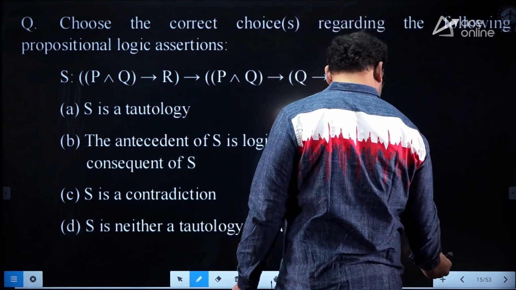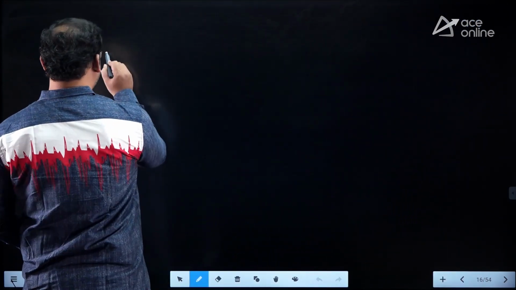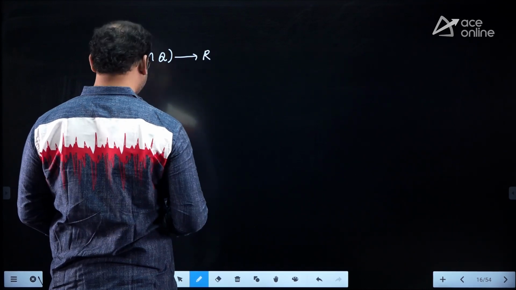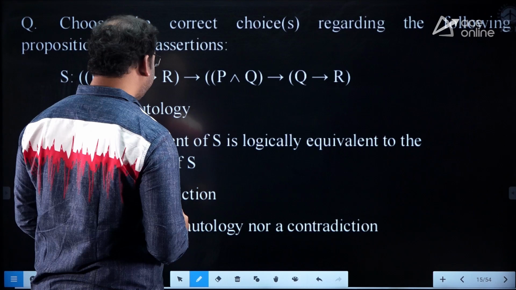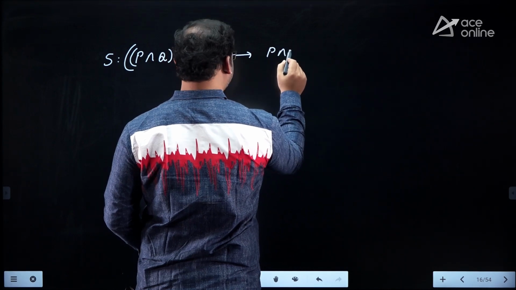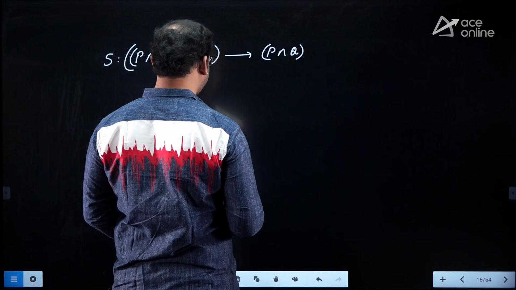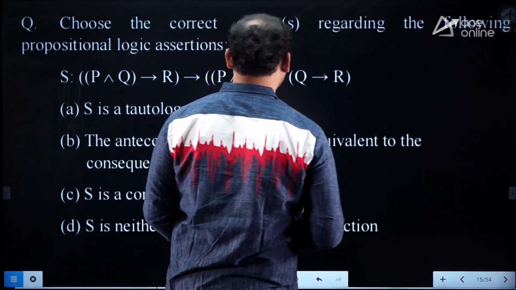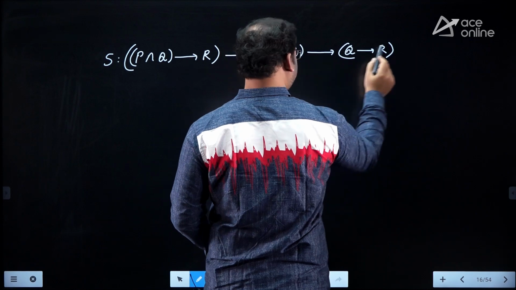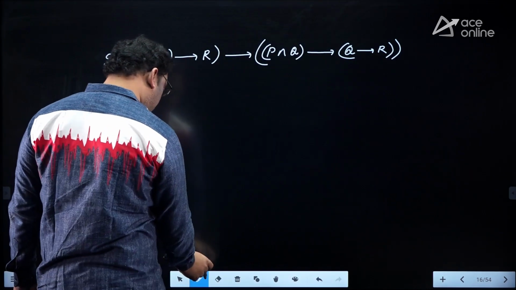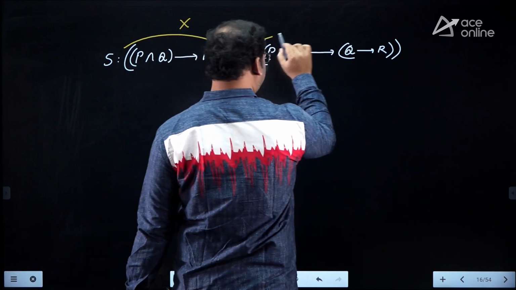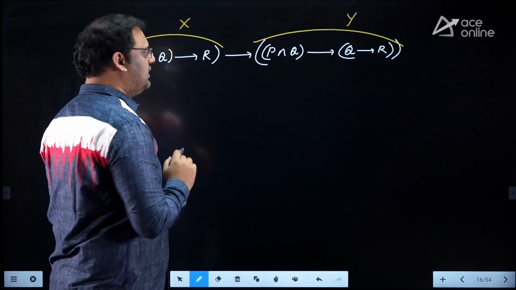Coming to the first part, the given formula is (P and Q implies R) implies (P implies (Q implies R)). My dear, here this formula appears something like this. This is just like X and this is Y. Yeah, it appears X implies Y.